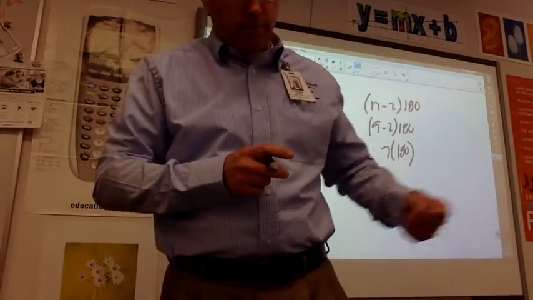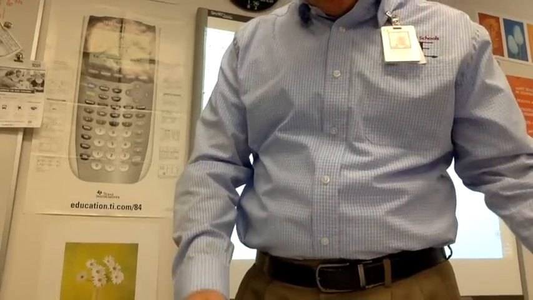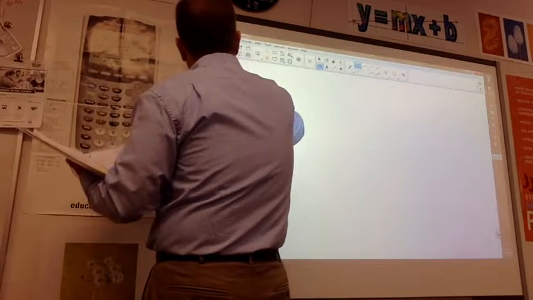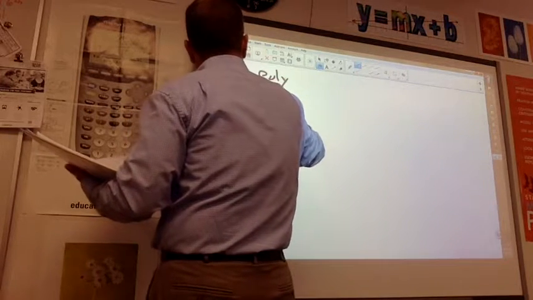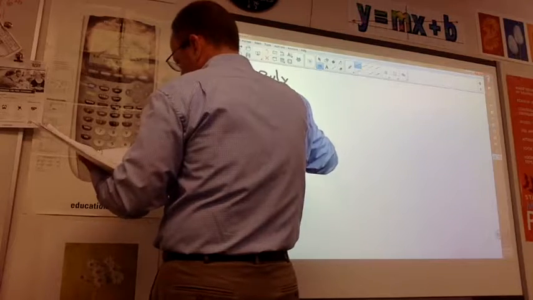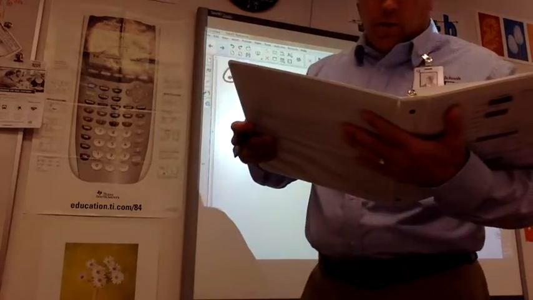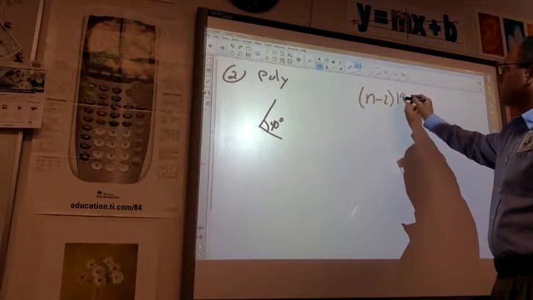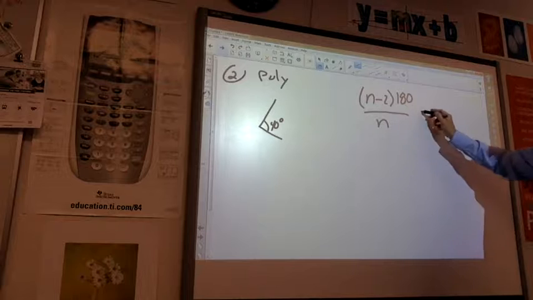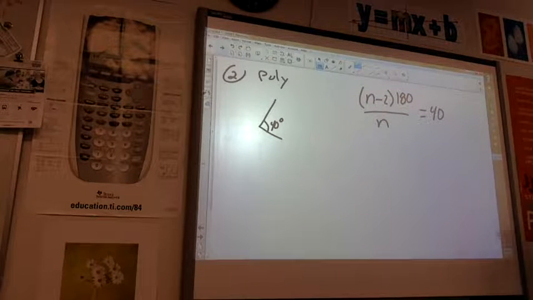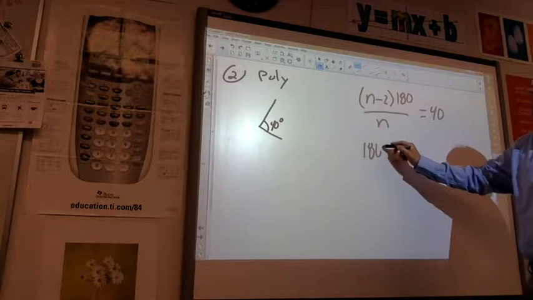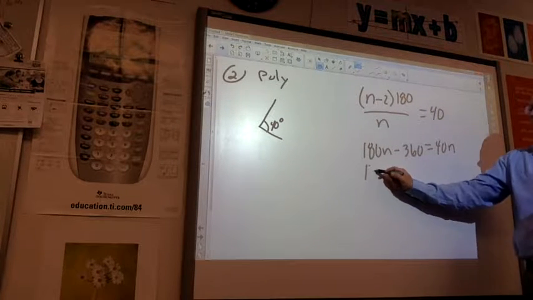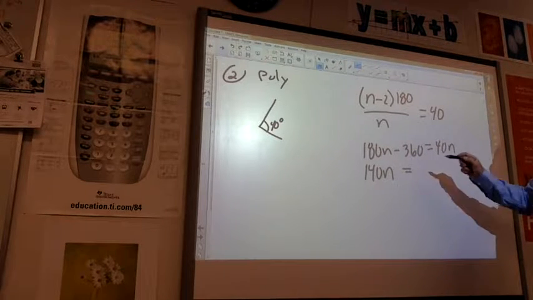Number 2. A regular polygon has interior angles with measures of 40 each. How many sides does it have? Okay, so number 2, we have a polygon, so each individual angle inside is 40 degrees. So we have to understand n minus 2 times 180 divided by n is how I would get to that 40. Is that okay so far? So let's move that over, distribute, so I get 180n minus 360 equals 40n. Subtract 40n, so that becomes 140n over here. Move the 360 over.